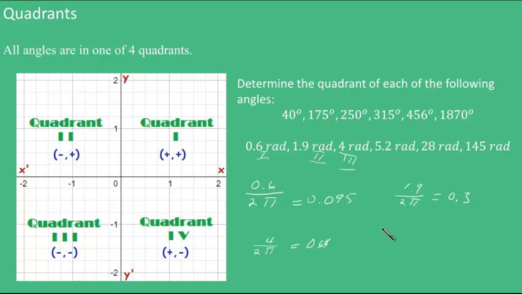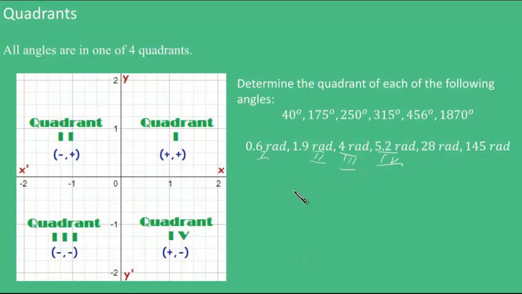How about 5.2? Well, that's 5.2 divided by 2 pi. That's 0.82 revolutions, or 0.82 of a revolution. That's between 0.75 and 1. So that places us in the fourth quadrant. Now for 28 radians. So 28 divided by 2 pi. That gives us how many revolutions that represents. That's 4.46 actually revolutions. So it went around once, twice, 3 times, 4 times, and then 0.46.